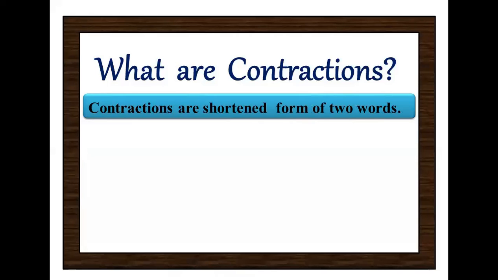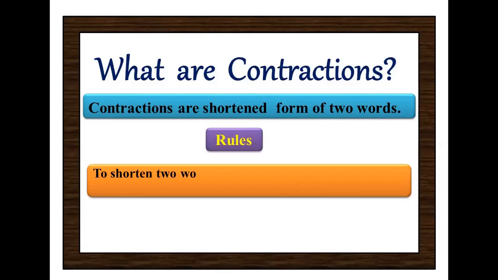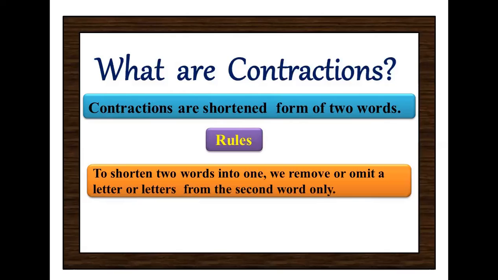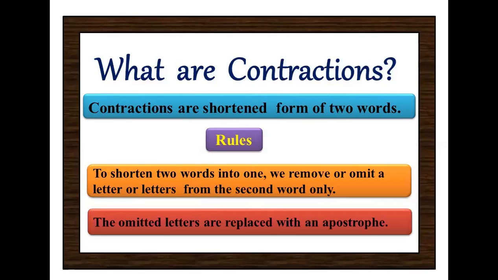Contractions are shortened form of two words. Let's now revise the rules of contractions. Rule number 1. To shorten two words into one, we remove or omit a letter or letters from the second word only. And the second rule is the omitted letters are replaced with an apostrophe.